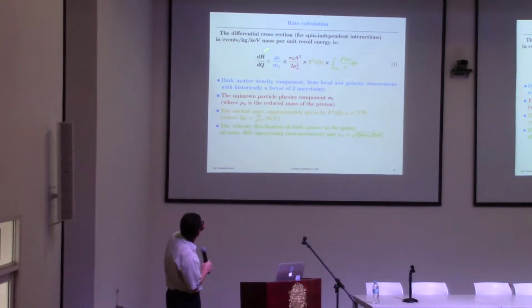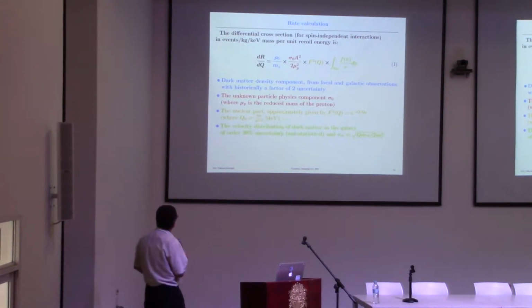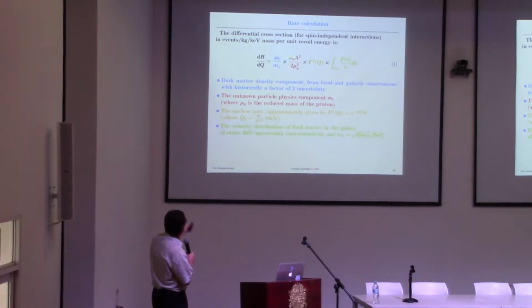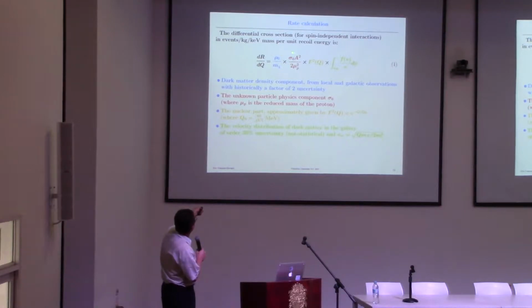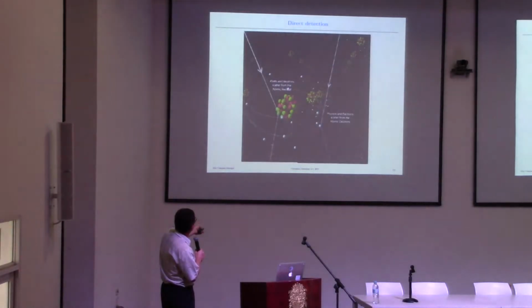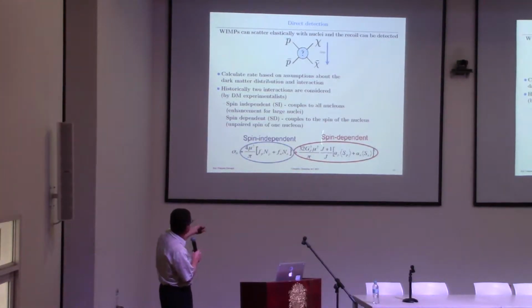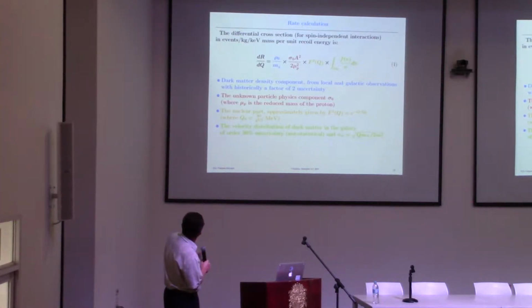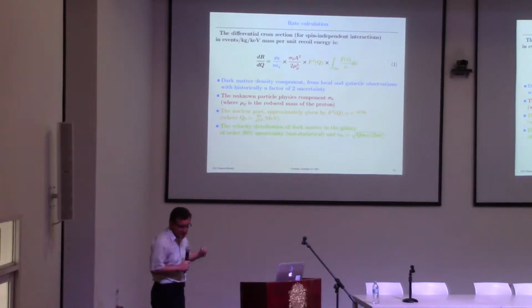And this is a summary of the rate calculation. It basically has four pieces: the dark matter density, where we have the mass of the dark matter particle, the unknown particle physics component, the cross-section that I showed here in the spin-dependent couplings, and then you also have the nuclear part and the velocity distribution. So we put all these together with some assumptions.